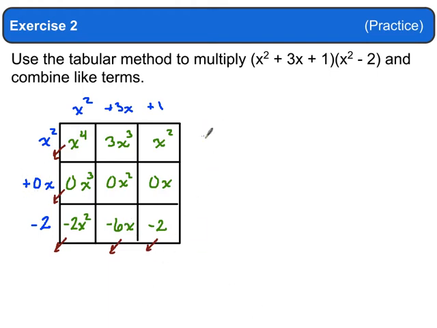So when I write the final answer, I get x to the 4th. 0x to the 3rd plus 3x to the 3rd is 3x to the 3rd. Negative 2x squared plus 0x squared plus x squared is going to give us negative x squared. Negative 6x plus 0x is negative 6x. And then our last term, our constant, will be negative 2. So that's exercise number 2.